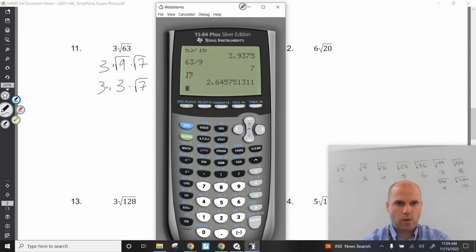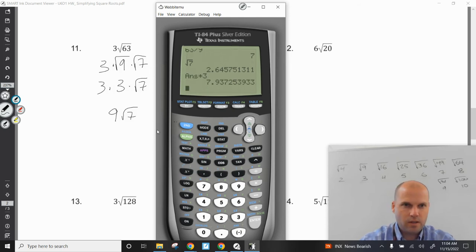Now, what is this? Well, 3 times 3, I can do. But I can't do 3 times root 7. It's ugly. You want to multiply that by 3? Yeah, it doesn't work out. You can't do 9 root 7. That's ugly. So you just leave it as 9 root 7, but you realize that 9 root 7 is the same as 3 root 63.